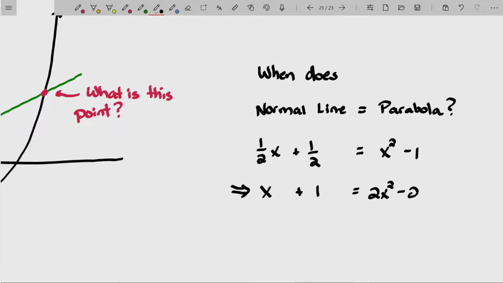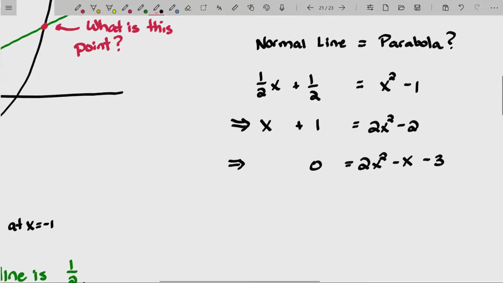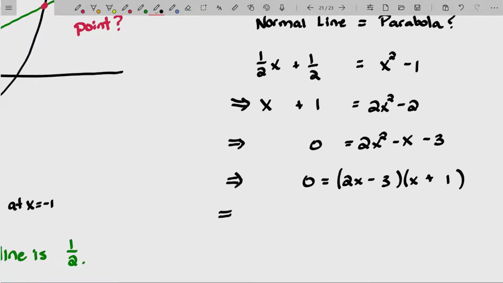And then after multiplying everything by 2, I'll gather all the terms onto the right-hand side of the equation. So we get something like this. And now all I need to do is factor and solve. And there we have it. This tells us that that equation, which tells us when the normal line is equal to the parabola, is true when x is equal to 3/2 or when x is equal to -1.